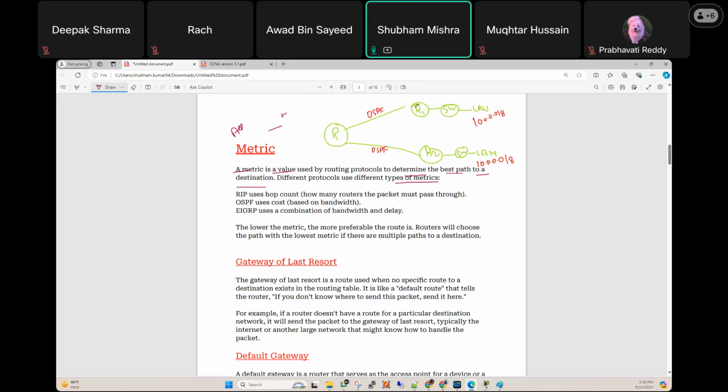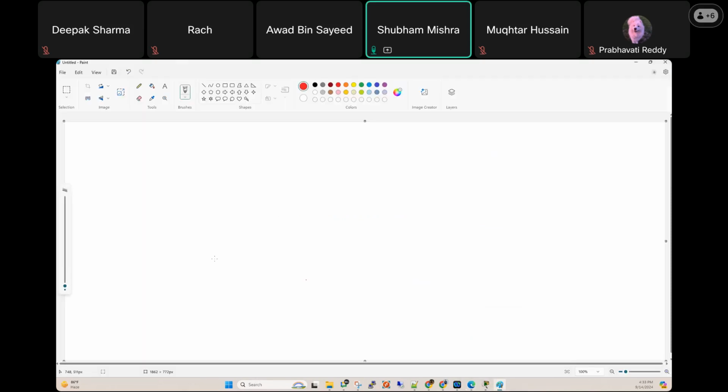Whenever you are running any dynamic routing protocol, routers exchange their complete network information with each other. Again, I am telling you, whenever you configure any dynamic routing protocol, the router will exchange complete network information with each other, or you can say with its neighbor. Again, I am telling what I am trying to say.